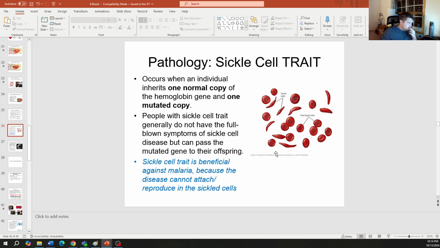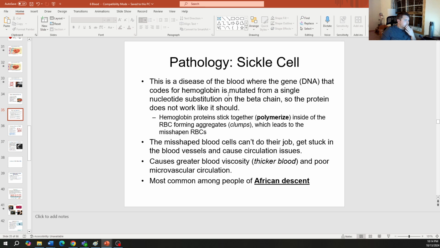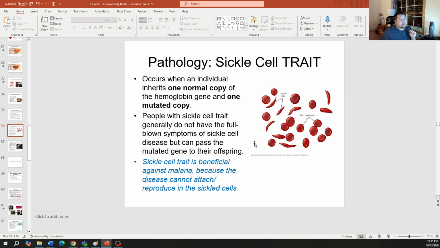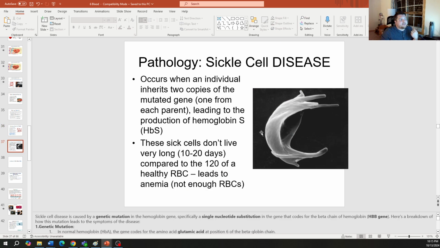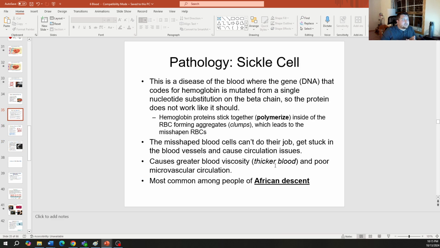Now I want to break this down. You have two different types of what you would call sickle cell conditions. You can have sickle cell trait, or you can have sickle cell disease. Because this is linked to our DNA, you can pass this disease on to children. So when an adult has this kind of condition, they can pass it on to their kids.